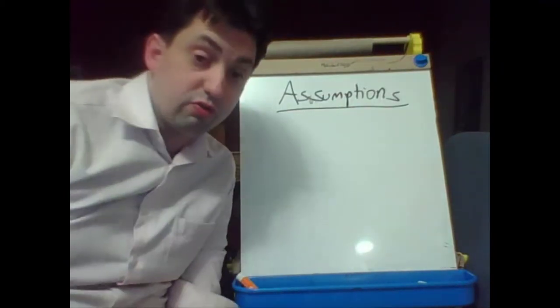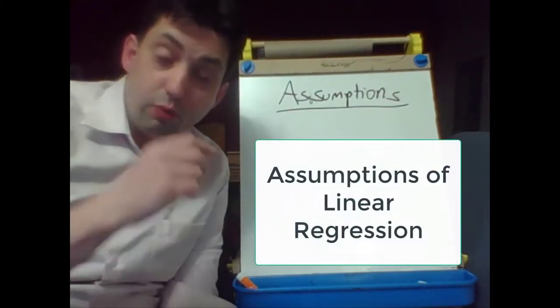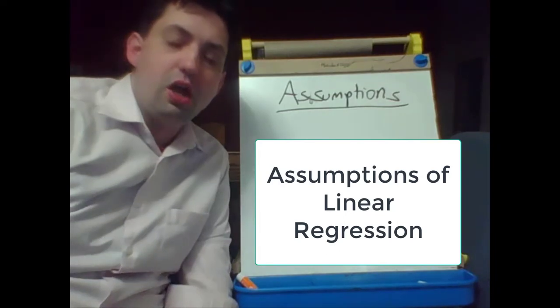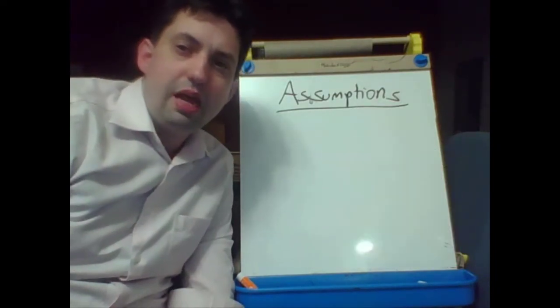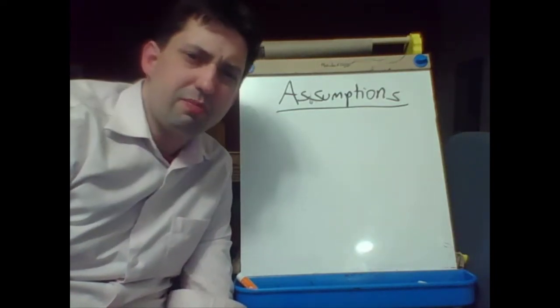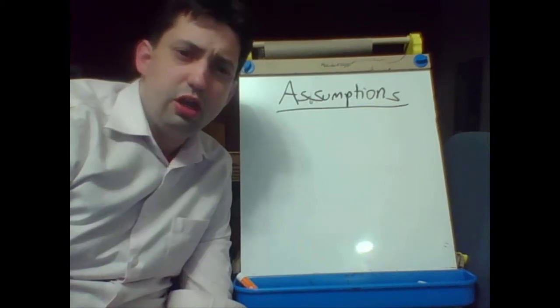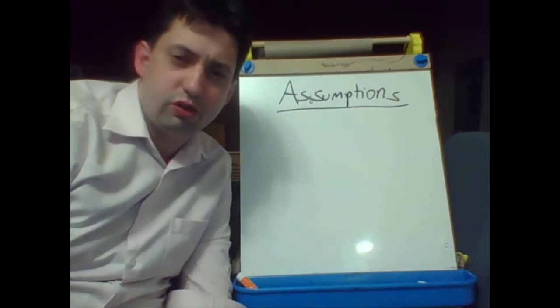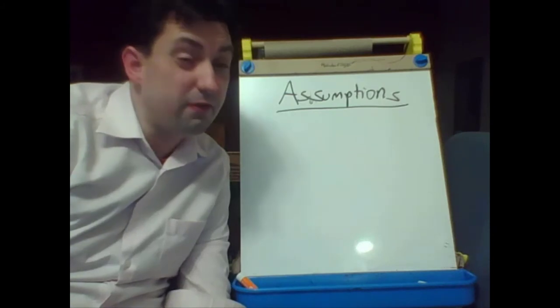In order for linear regression to work in that pure, nice way that we've been doing it, we have to make certain assumptions. This is not all the assumptions you have to make, but we're going to cover 4 big ones in order to help understand the limits of linear regression. It's a very powerful tool.